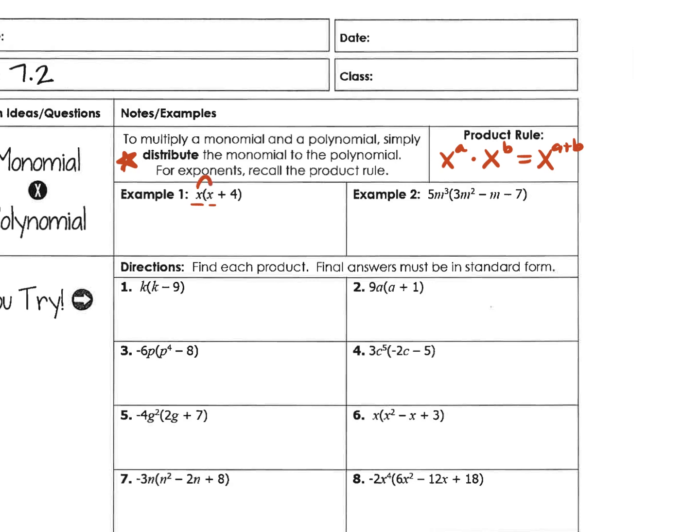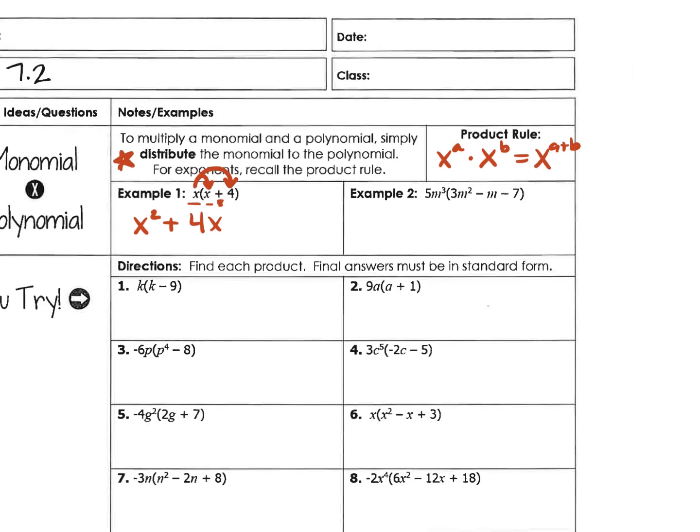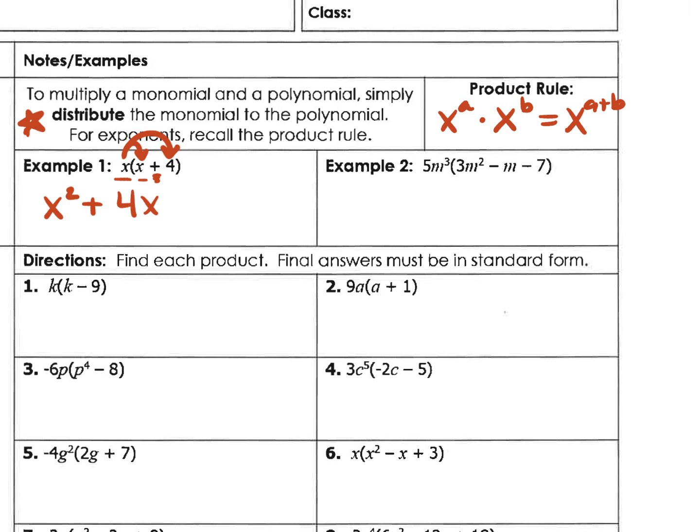So you're going to distribute this: x times x is x squared, and then x times 4 is 4x. And whatever sign is in between there is the sign that you're going to keep with it, unless there's a negative out in front of the thing you're distributing, then the sign's going to change. Okay? So look at example 2 here. This one gets a little bit fancier.